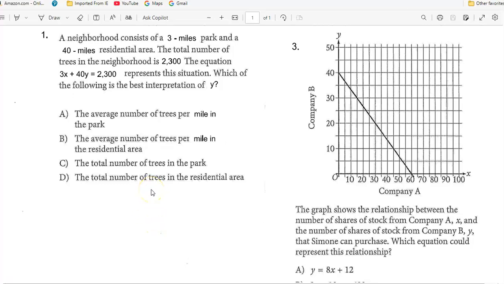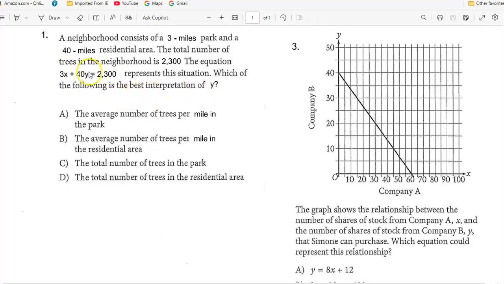Alright, the first problem here we're going to work on said a neighborhood consists of a 3 miles park and a 40 miles residential area. The total number of trees in the neighborhood is 2,300. The equation 3x plus 40y equals 2,300 represents this situation. Which of the following is the best interpretation of y?